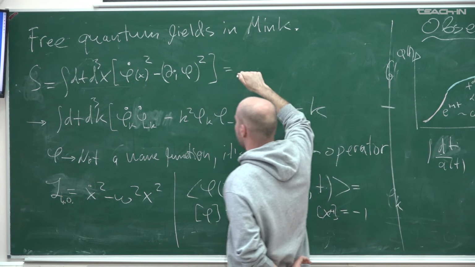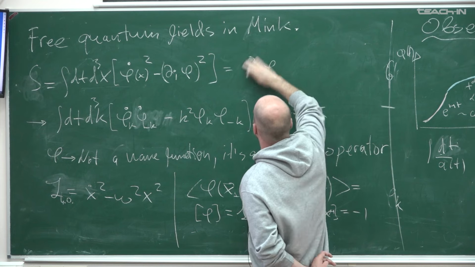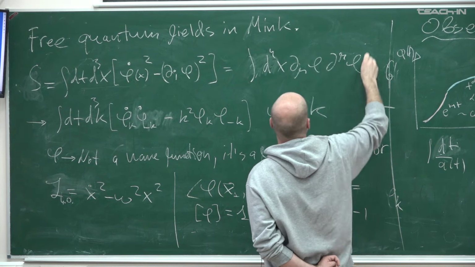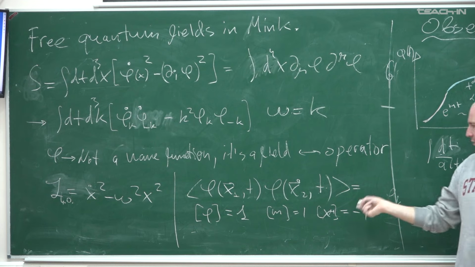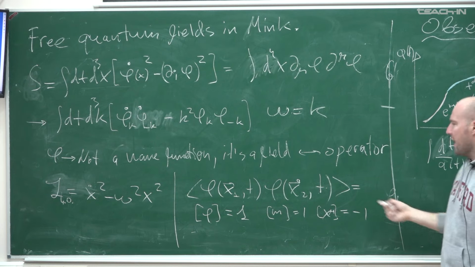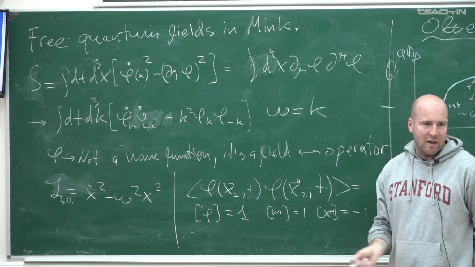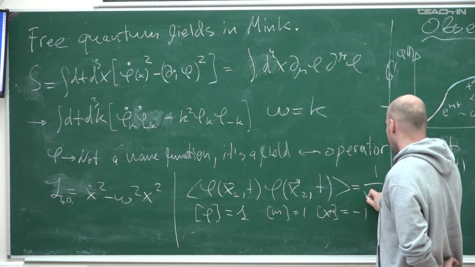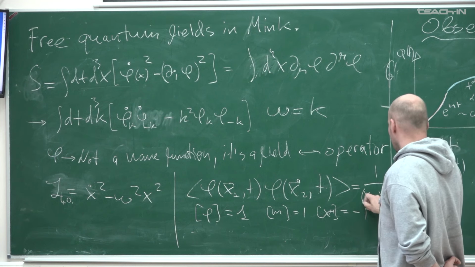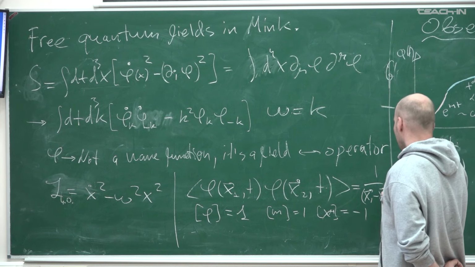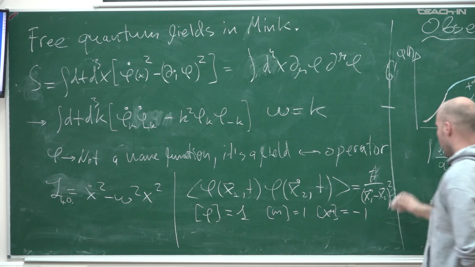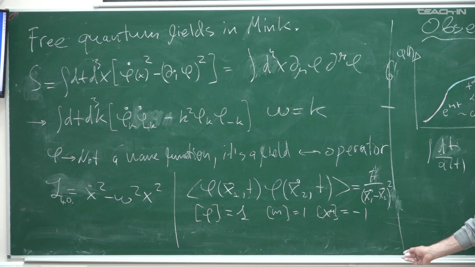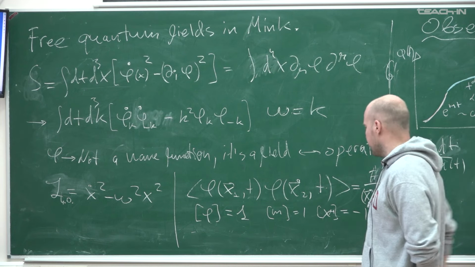I could have written it this way, as the integral d4x of d mu phi d mu phi, right? So it is Lorentz invariant, the whole thing. So the two-point function should be Lorentz invariant. It can only depend on this interval x1 minus x2, because times are equal, so dimensionality should be minus 2. So it must be some number over x1 minus x2 squared, because there's nothing else. So that's what the expectation value of this operator is in flat space.